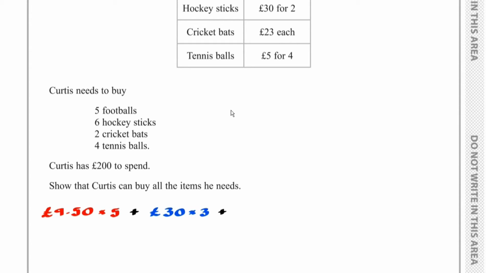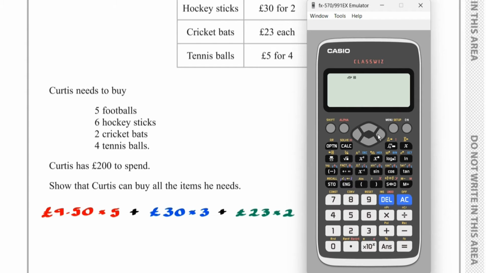We add on to this the cost of cricket bats. Those are £23 each, and we require 2 of those, so we have 23 multiplied by 2. And we add on to this the cost for the tennis balls. Tennis balls are £5 for 4. We require 4 of them, so we simply add on £5. Let's find the cost.